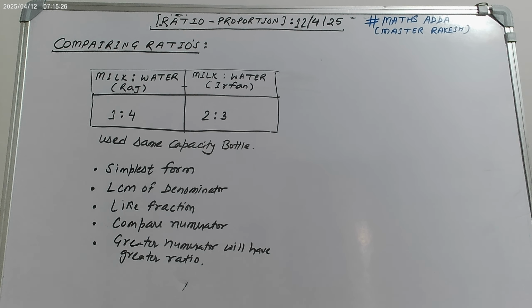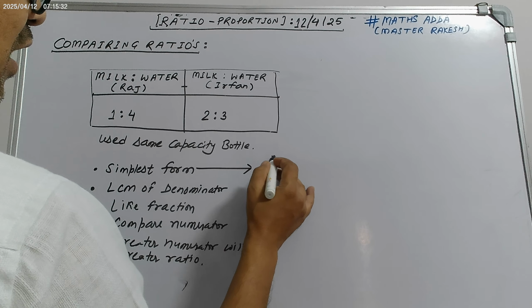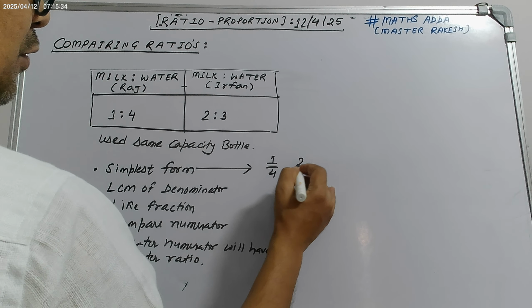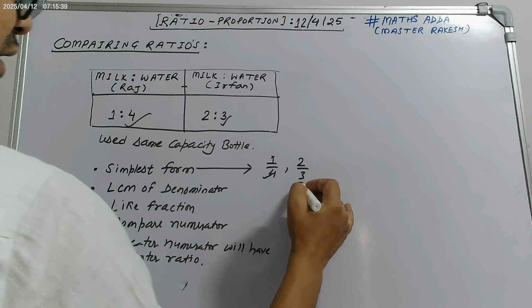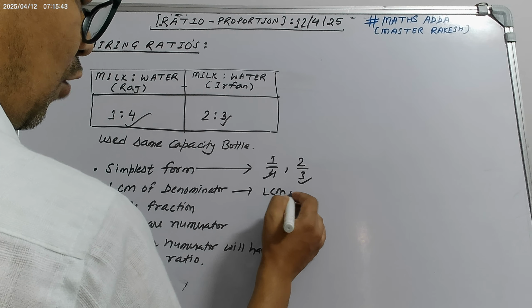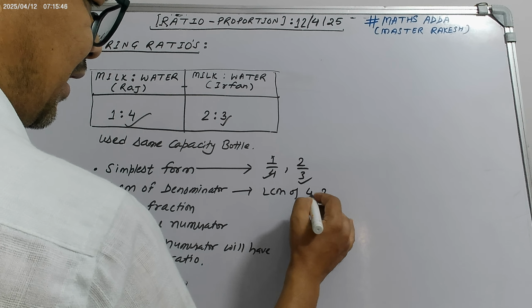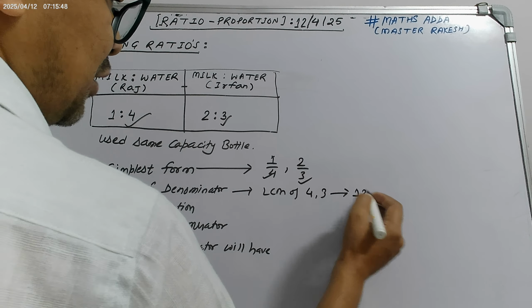So we will compare this. The ratios given are 1:4 and 2:3. तो simplest form हो गई 1/4, 2/3. Now the LCM of the denominators, the LCM of 4 and 3. What should be the LCM? 12. The upper one is the numerator, the lower one is the denominator. The LCM of 4 and 3 is 12.